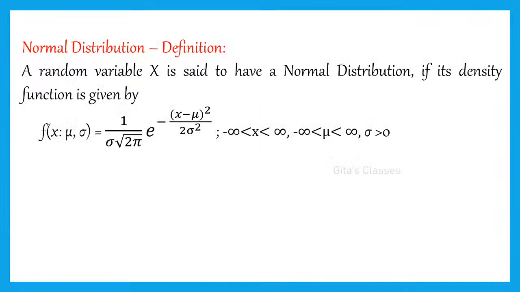So in normal distribution, I have already explained, you have to remember this f of x. This is the PDF. f of x is equal to 1 by sigma into root of 2 pi, e power minus of x minus mu the whole squared by 2 sigma squared, where x varies from minus infinity to plus infinity, and mu also varies from minus infinity to plus infinity, and sigma is always a positive value.